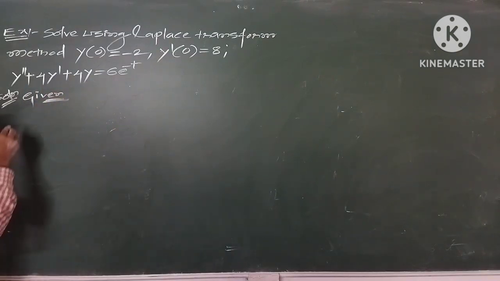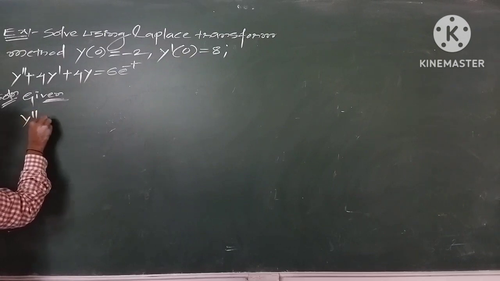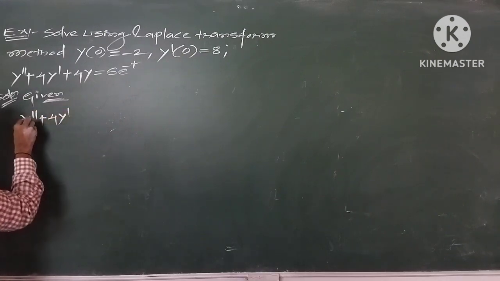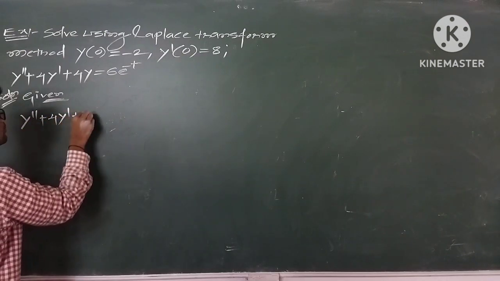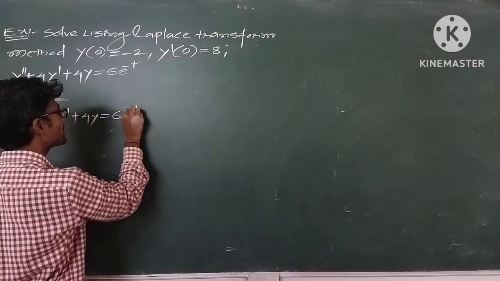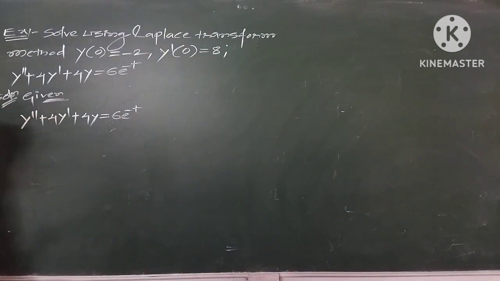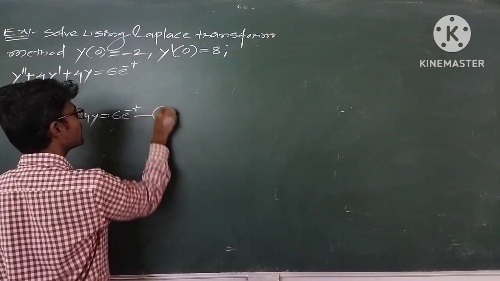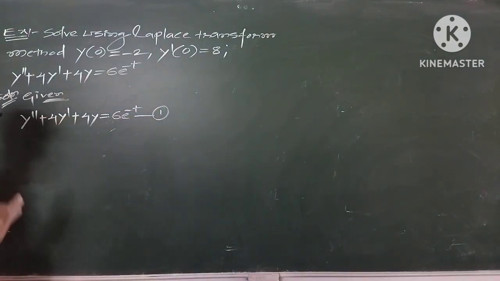See, given we are having y double dash plus 4y dash plus 4y is equal to 6 into e raised to minus t. It is the given equation. I call this equation number 1. This is the given equation. Along with this given equation, there are given boundary conditions.